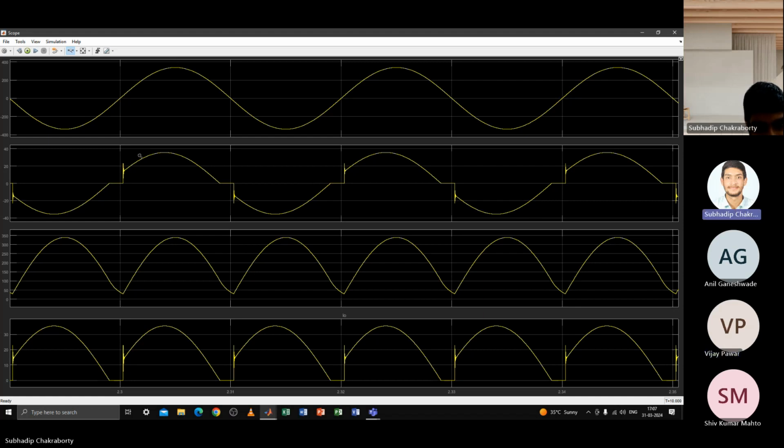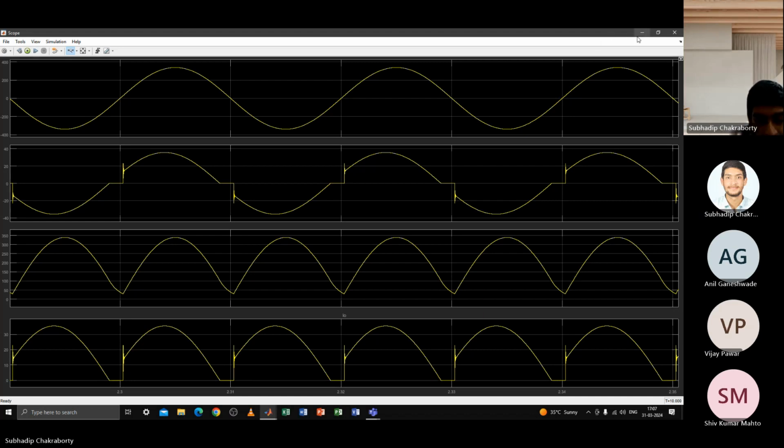Now the current signal is already distorted, which means its distortion factor will be less than 1 because it has some harmonic content in it. Apart from that, we also have a shift: the current waveform is leading the voltage. So what can you comment about the power factor? Power factor is leading.